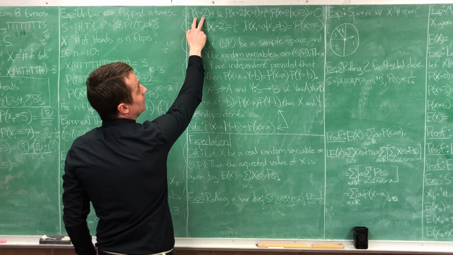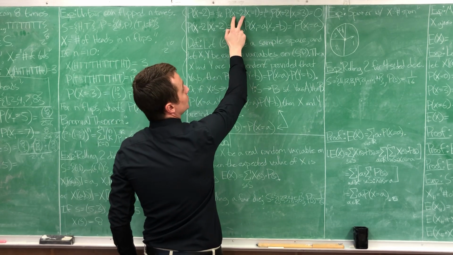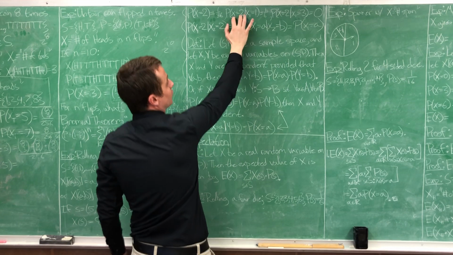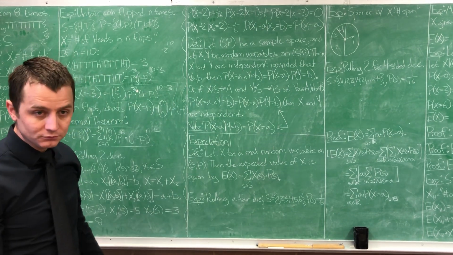Notice that that was not the case here. P of x equal to 2 is 1 over 36, yet P of x equal to 2, given that x1 was 1, is now 1/6. Knowing x1 drastically changed the probability that x is equal to 2.